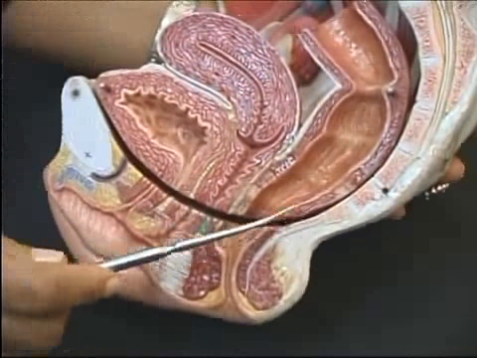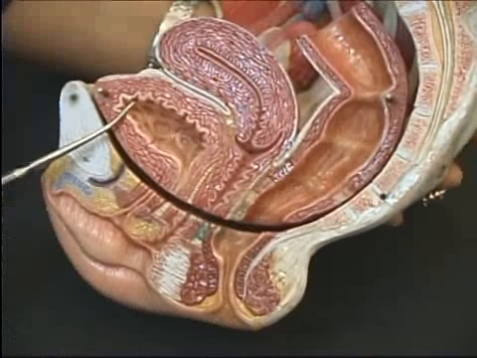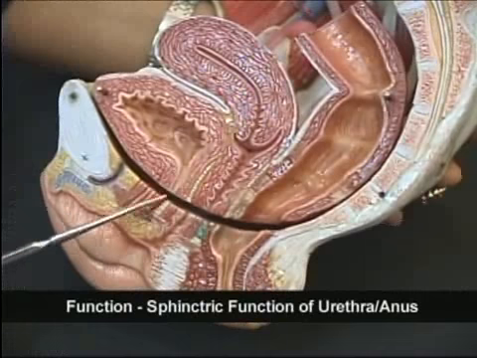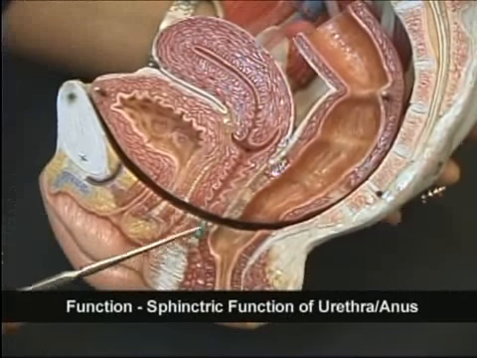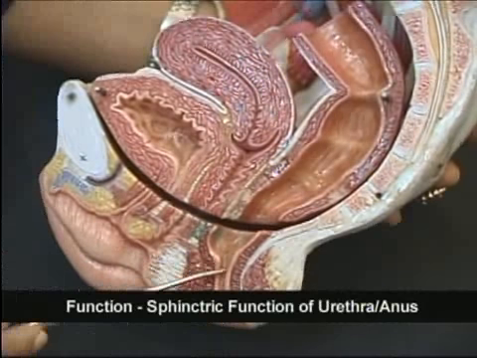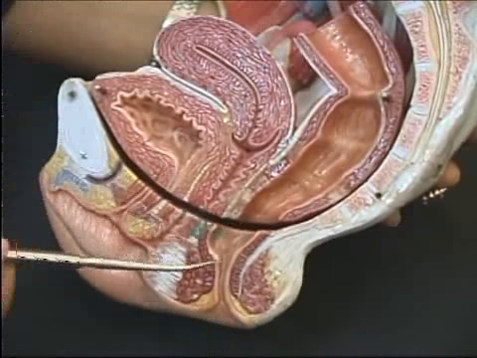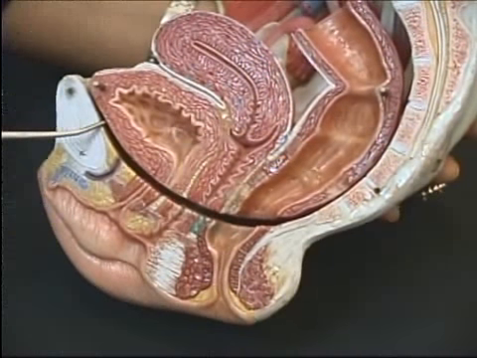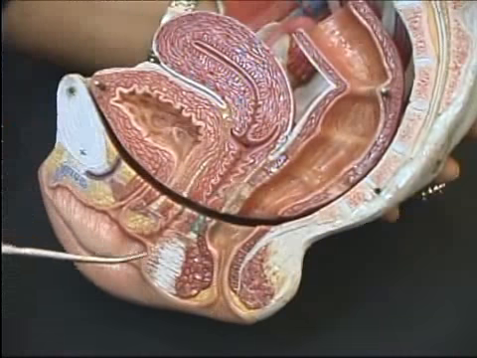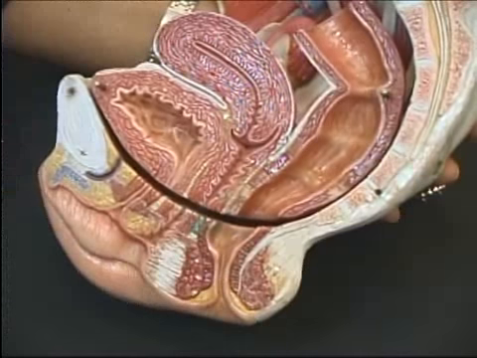Apart from supporting these three organs, it also has a sphincteric function around the urethra, the vagina, and especially the anal canal. A weakness in this floor can lead to prolapse of these organs, or incontinence: urinary incontinence and fecal incontinence.